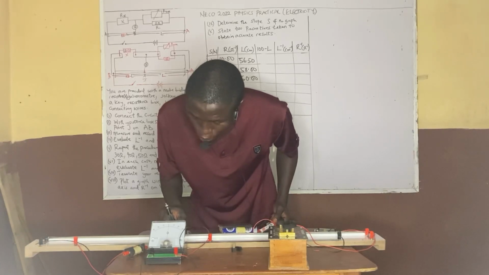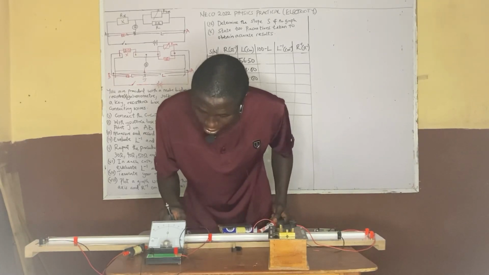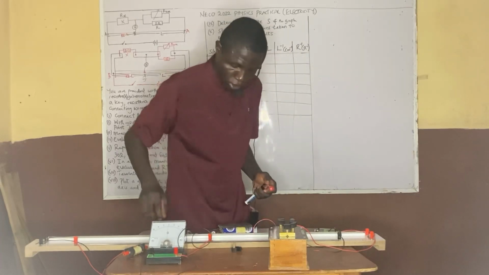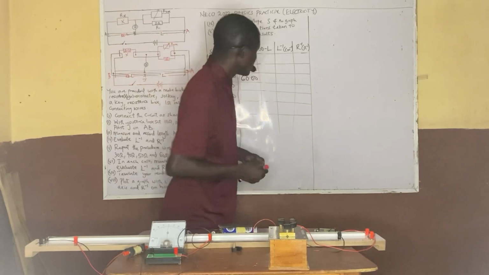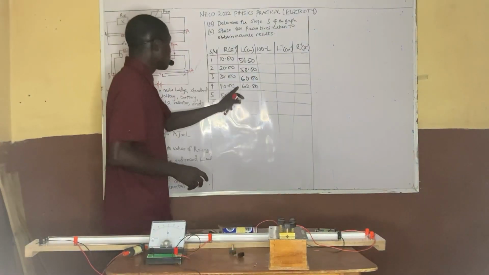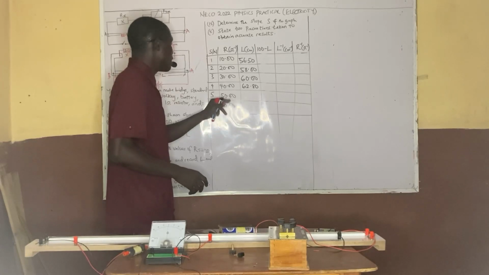Okay, this is 62.80. Now we have 62 point what? 62.80. Now we got the 40 ohm, which is 62.80. Let's go to 50 ohm.